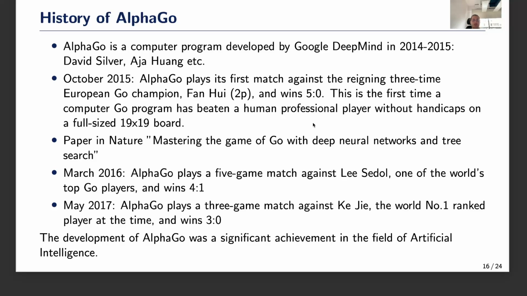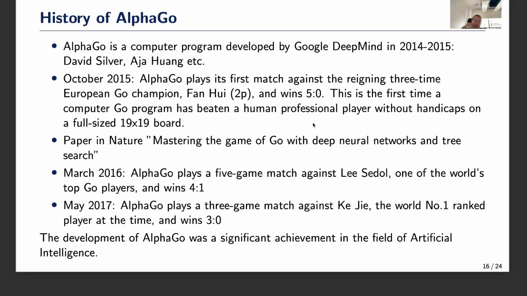The first major test came in October 2015, when AlphaGo played against Fan Hui, a three-time European Go champion. AlphaGo won the match 5-0, a clean sweep. And this was the first time in history that a computer beat a professional player without handicap on the full board. Fan Hui was stunned. He later became a collaborator with DeepMind to help explain AlphaGo's style.